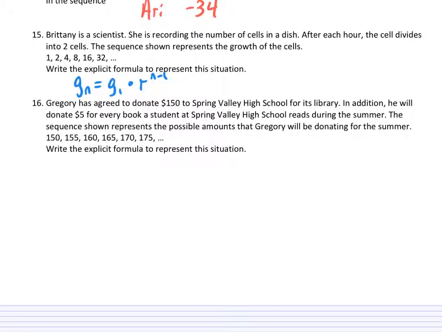Number 15, she is recording the cells in a dish, and after each hour, the cells divide into 2 cells. The sequence is shown below. 1, 2, 4, 8, 16, and 32, and it looks like they are multiplying by 2 every time, and as soon as we say multiplying, that means it is geometric. I went ahead and wrote my geometric formula down here in blue. So now to write this sequence, I'm just going to plug in the correct numbers. So G sub n equals G sub 1 is the first term, 1, and they are multiplying by 2 every time, so my common ratio is 2, and then I have to keep the raised to the n minus 1 power.